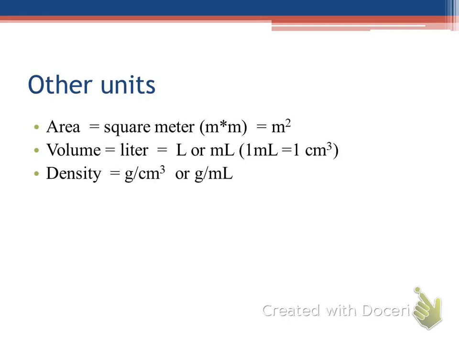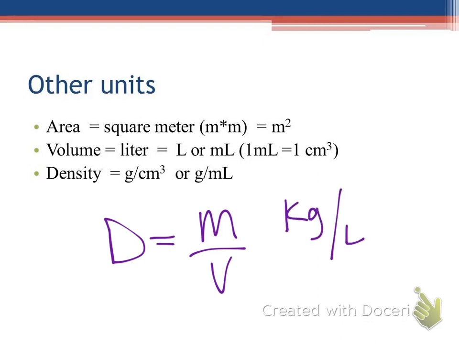Equation for density? Good. Density equals mass over volume. So technically density could be measured in kilograms per liter or pounds per gallon if you needed to in U.S. measurements, right? Those aren't the common ones, but density could be measured in any mass divided by volume type situation. Okay? This is just the most common.